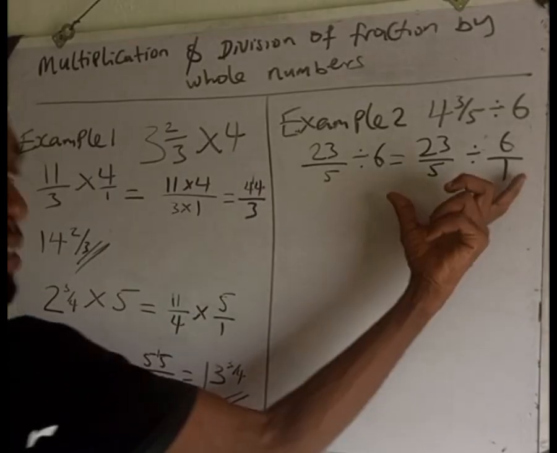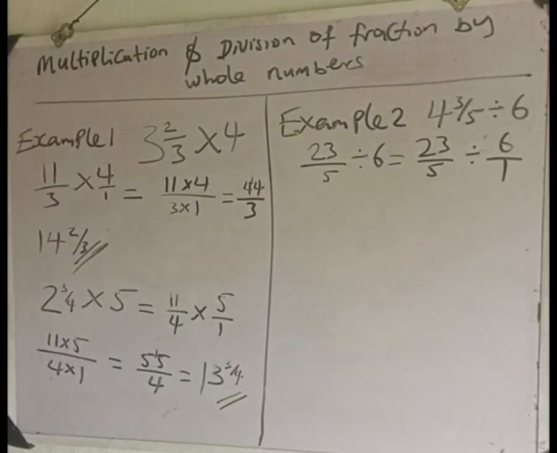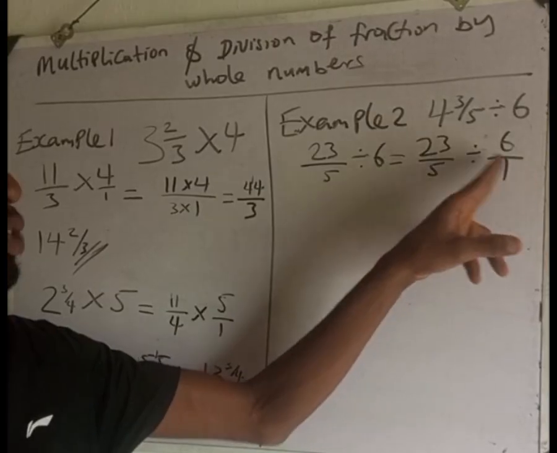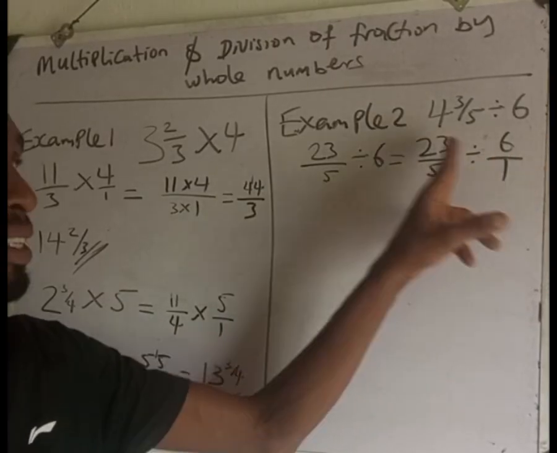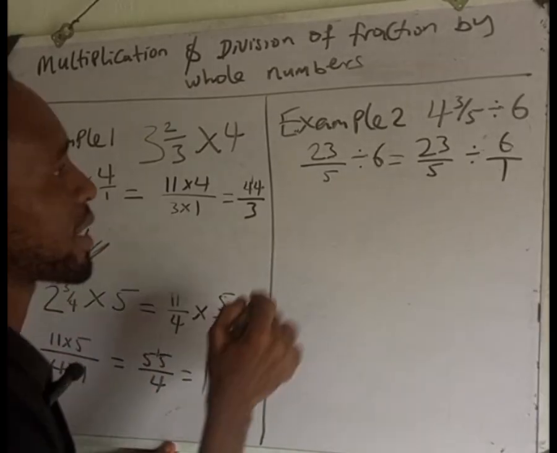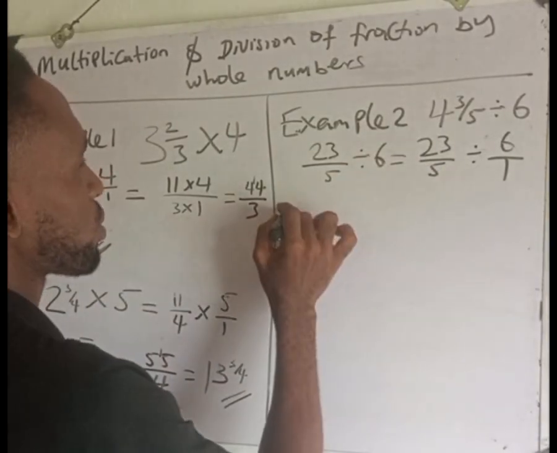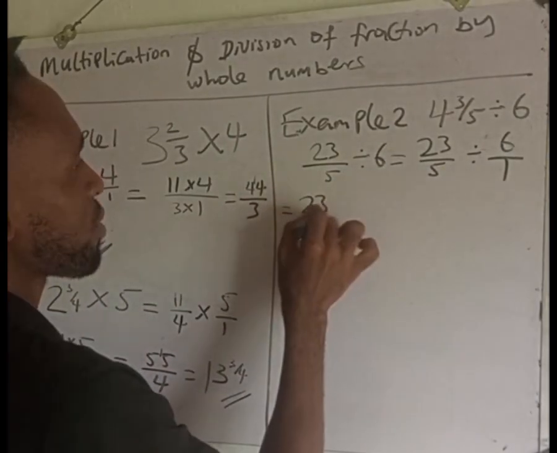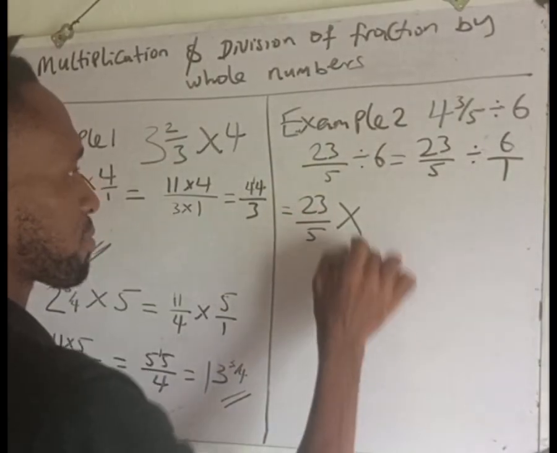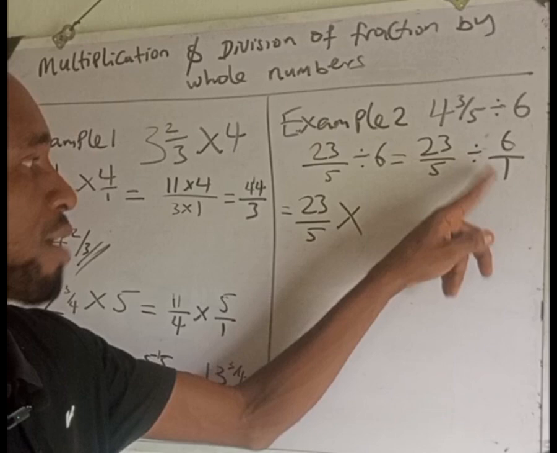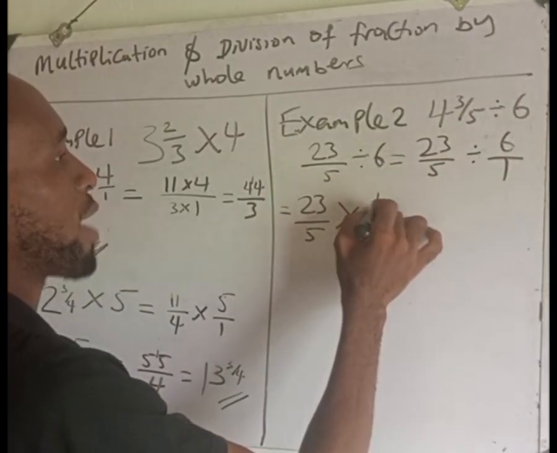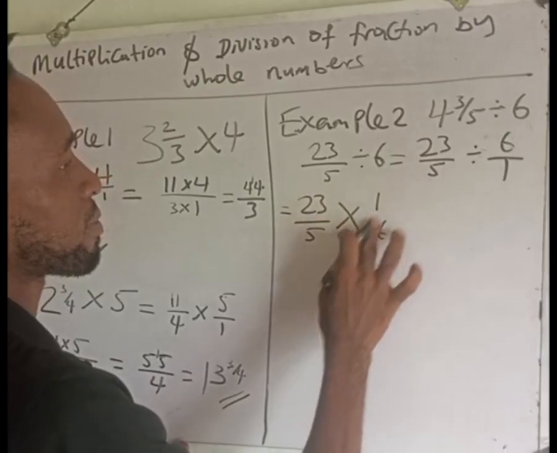Now, in order to divide this, we are going to flip the one on our right hand side, the divisor, the one that is dividing this. So what we are going to be having will be something like this. We bring out our fraction, 23 over 5. This division we now change to times. Then instead of having 6 over 1, we are now going to have 1 over 6.